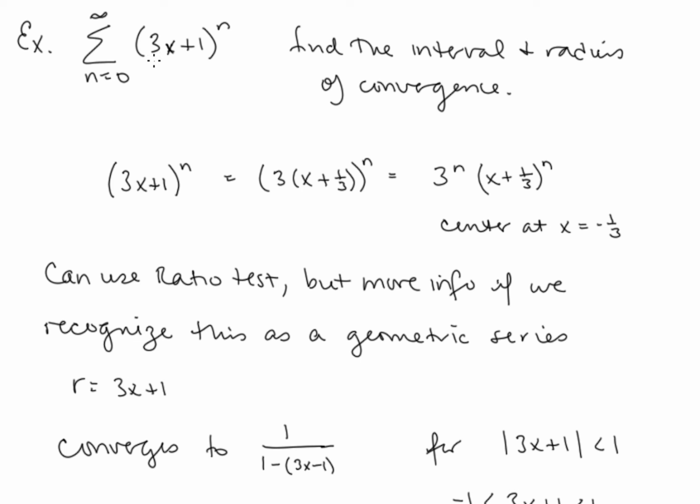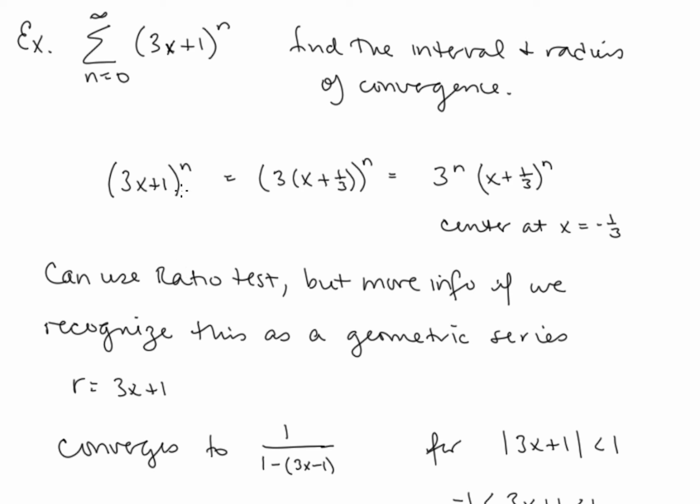Let's first factor that 3 out, and then we have 3 times x plus a third, all of that taken to the nth power. So then we can see that as 3 to the n multiplied by x plus 1/3 to the n. So we can see 3 to the n as our coefficient a sub n, and our center is then x equals negative 1/3.